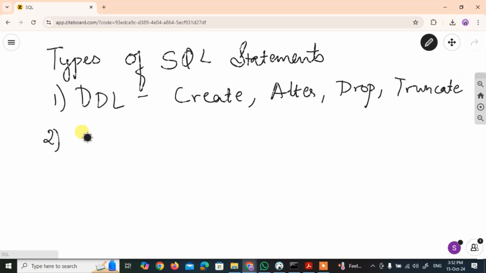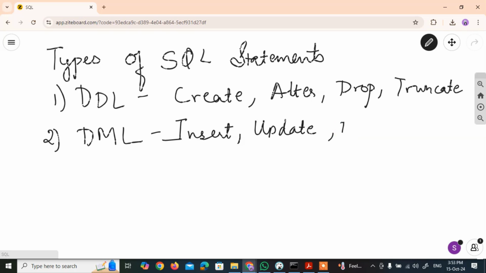Now the next type is called the DML. Now when we talk about DML, what are we talking about? So we would learn something that is called the insert statement, insert, update and delete.